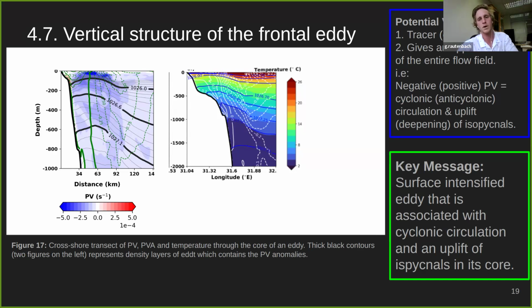In our case, it is quite clear here that the eddy is associated with a strong cyclonic circulation, which is situated in the surface layer. So the surface layer here is defined from the 1026.0 isopycnal, the thick black density contour that extends to the surface. And then we've got a middle layer, which is the layer just below that, so that's 1026.0 to 1026.6. And below that, we've got 1026.6 to 1027.7, that we call the bottom layer. So we've got those 3 layers.